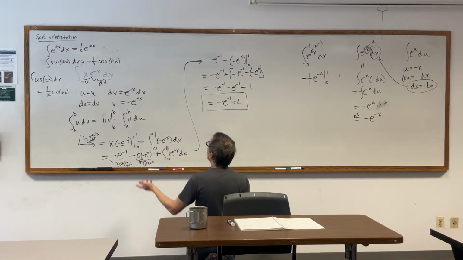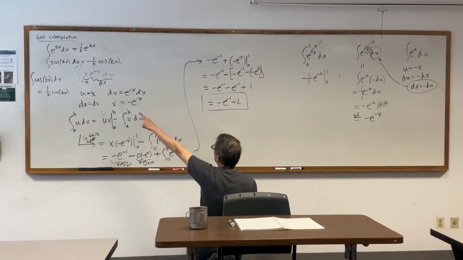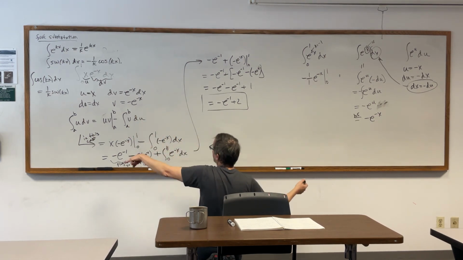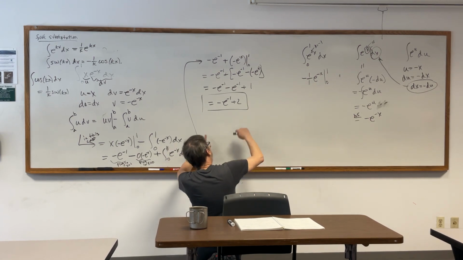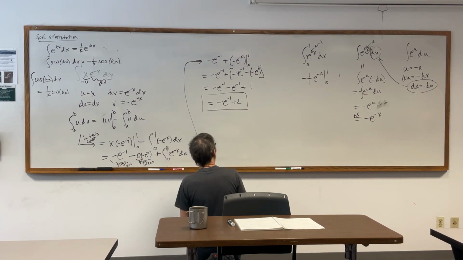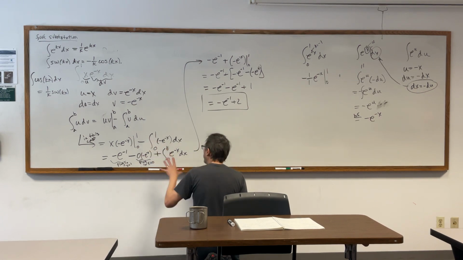The other route is to pretend there's no limits on it, do integration by parts, no substitution, and then come back at the end and plug in 0 and 1 to your answer. I think it's wiser to do it like this.